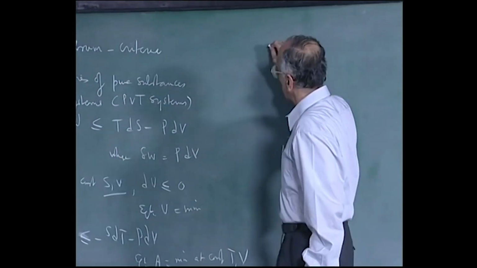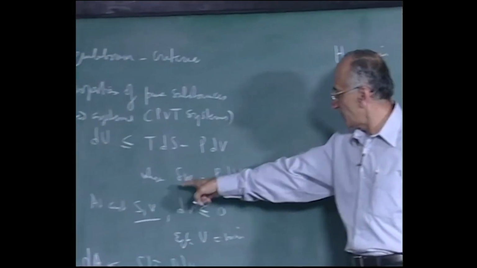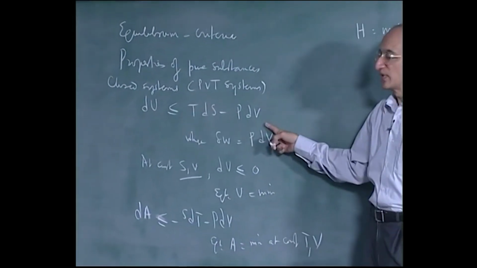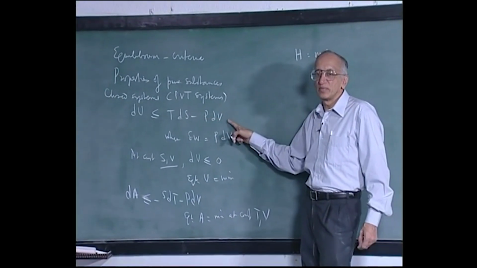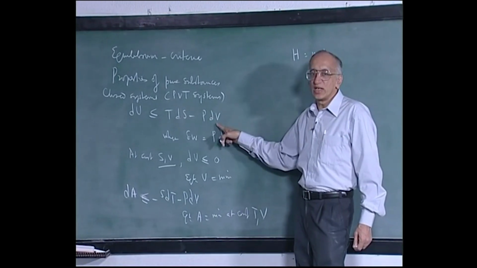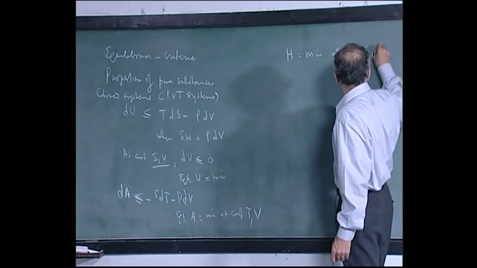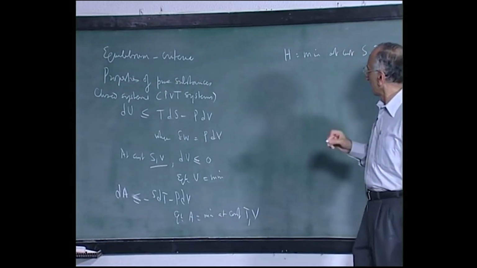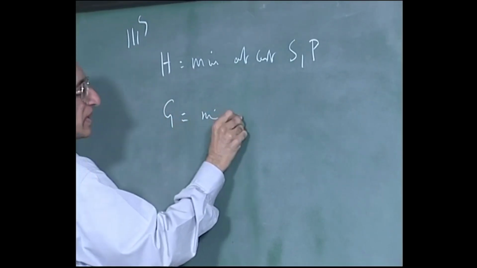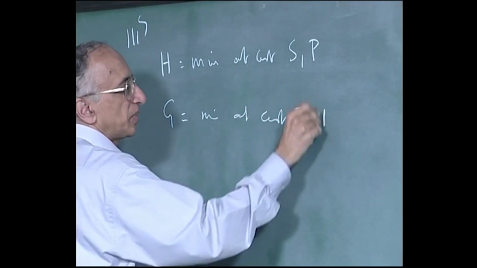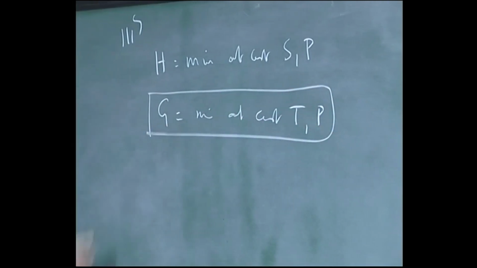And for closed systems again similarly H is a minimum. Remember H is U plus PV, so I add d of PV, which means I will get TdS plus VdP. Therefore H is a minimum at constant S and P, and similarly G is a minimum at constant T and P. So these two are the most important criteria of equilibrium.